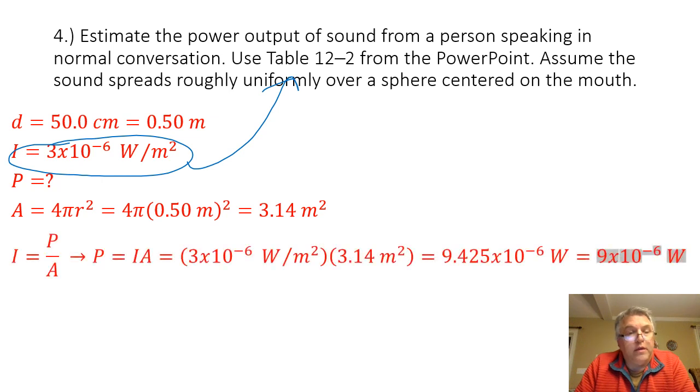Now I can calculate the power. I know that the intensity of the sound wave is equal to the power divided by the area. So that means that my power is going to equal the intensity times the area. So my intensity of 3 times 10 to the minus 6 watts per square meter times my area of 3.14 square meters will give me a power of 9.425 times 10 to the minus 6 watts, or to one significant figure, 9 times 10 to the minus 6 watts.